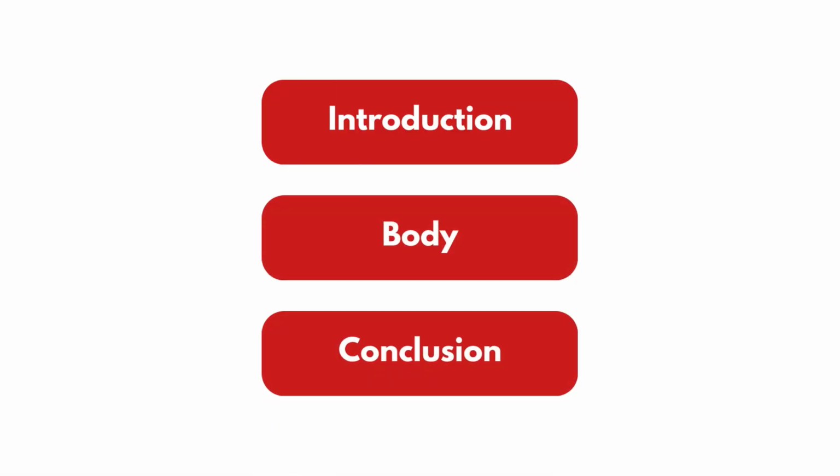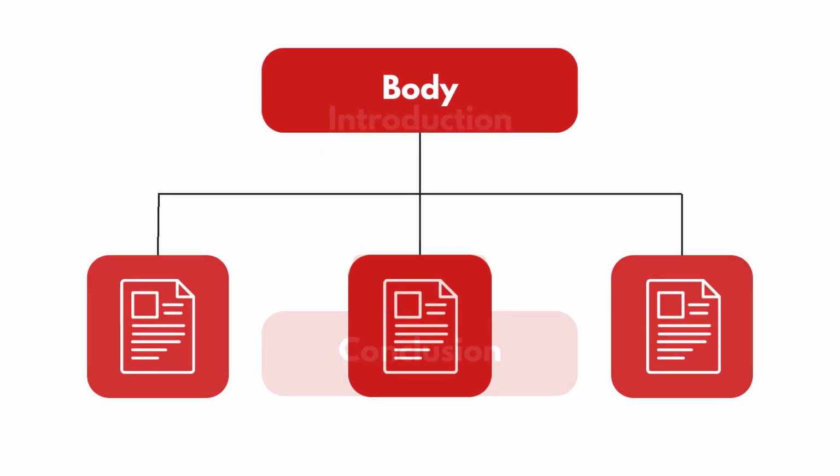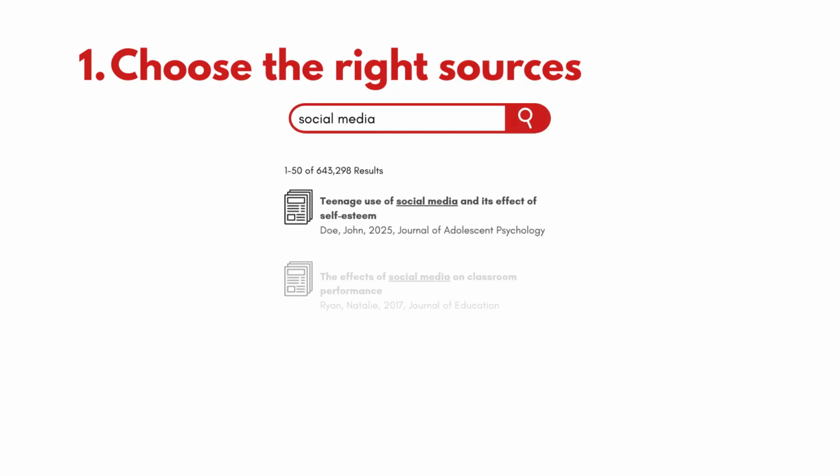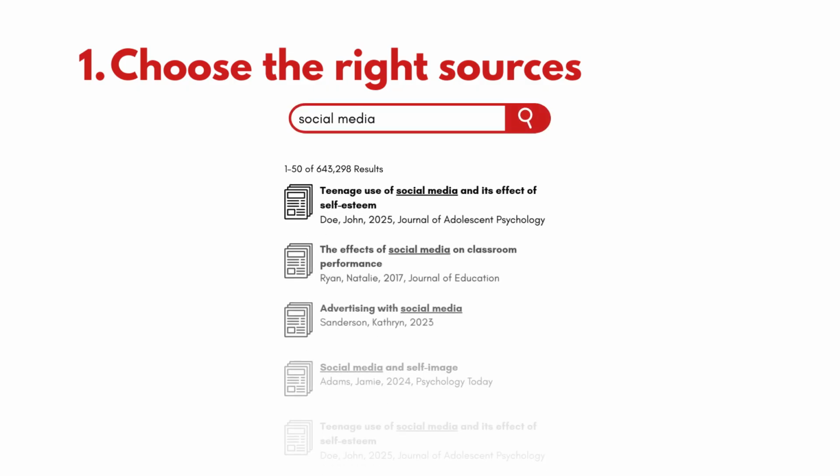Now that we've looked at all of the different components of a literature review and how one is organized, how about the actual writing process? We can look at a few tips to help guide us as we construct our literature review. First, choose the right sources. This may sound obvious, but we must be discerning when selecting our sources.